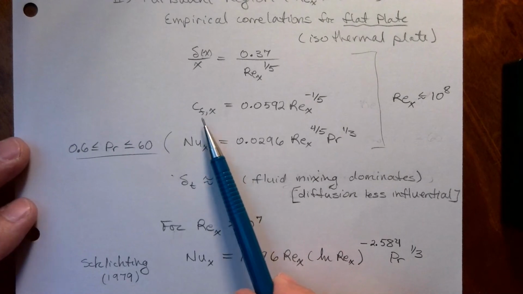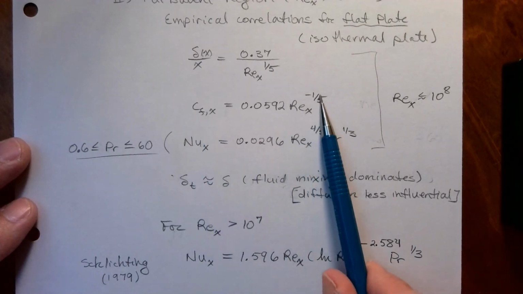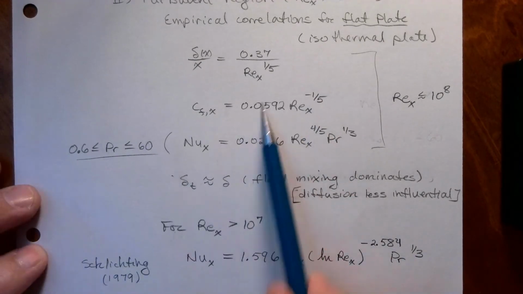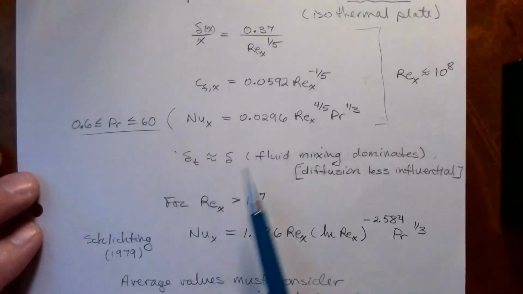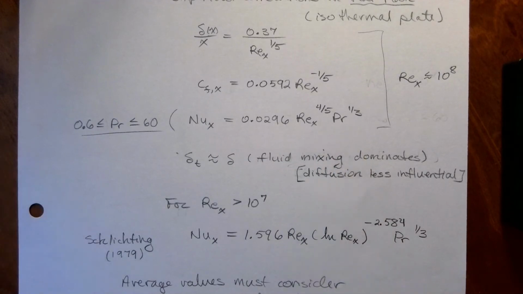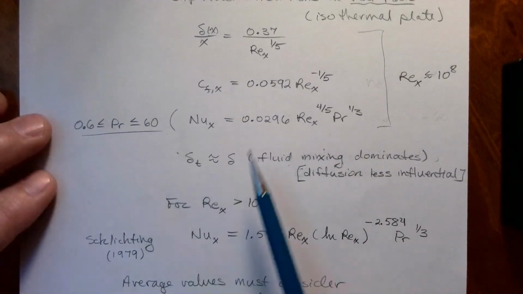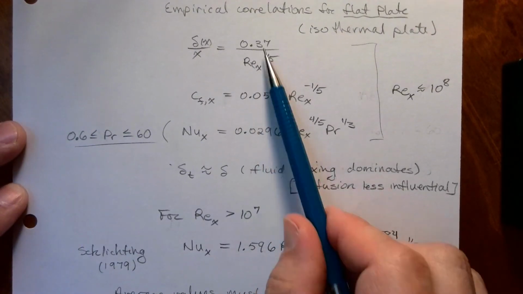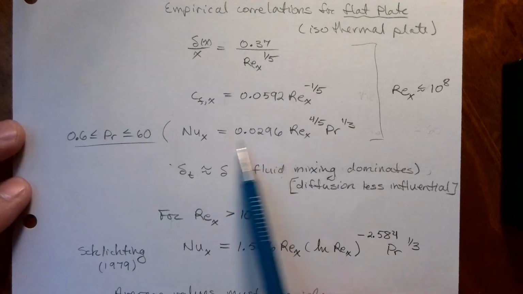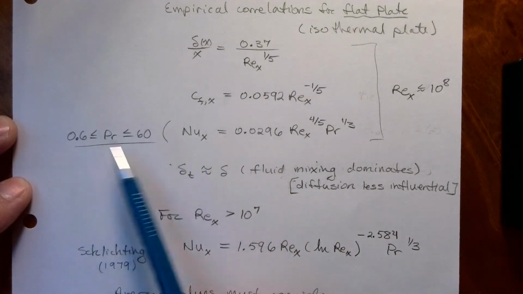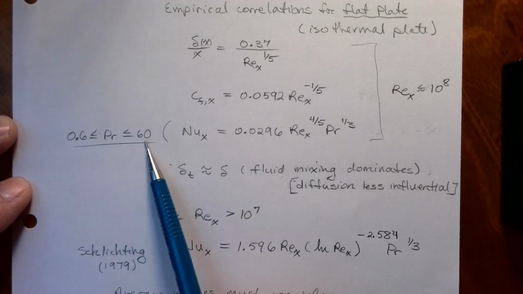The skin friction coefficient is also now proportional to Reynolds number to the minus 1/5 instead of minus 1/2, with a different coefficient in front. The Nusselt number correlation is now to a 4/5 power, so that's significantly different. We still have the Prandtl number to the 1/3 showing up there. These are all local values for these first few that I'm presenting. This Nusselt number correlation is restricted to Prandtl numbers of 0.6 to 60.